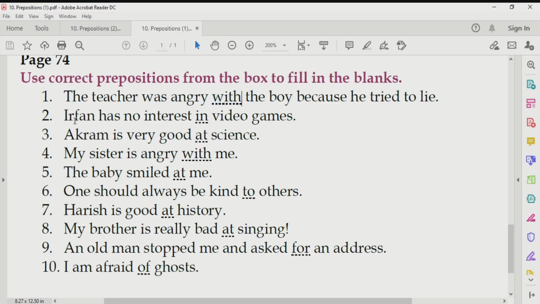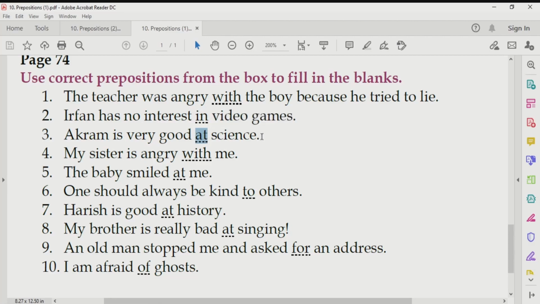Next one. Irfan has no interest in video games. Over here, please note, whenever you are talking about having interest, in Hindi we call it dilchaspi. Irfan has no interest in video games. That means he does not like anything related to video games. For example, if you do not like any artwork or painting work, you will say that I have no interest in painting.